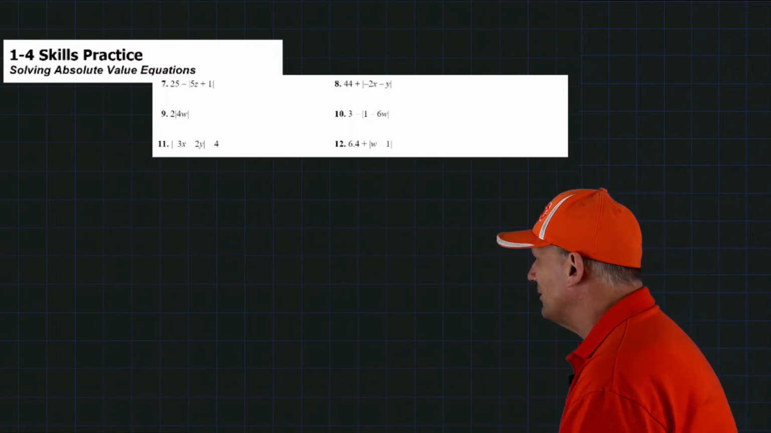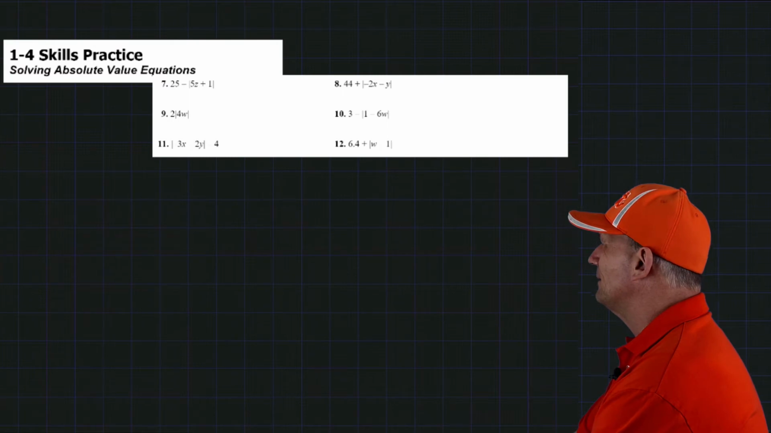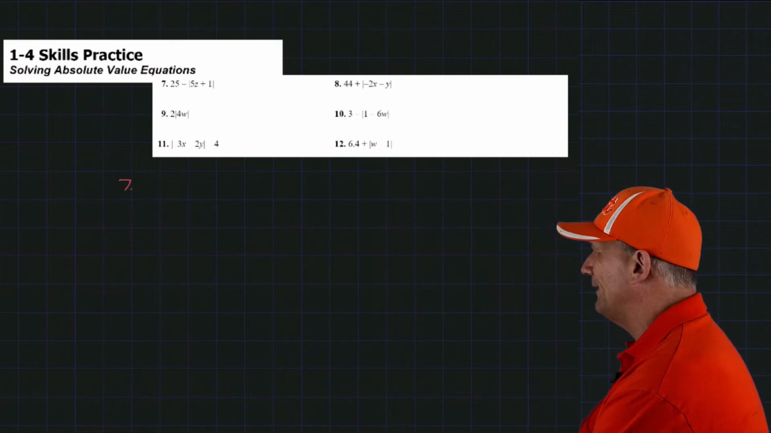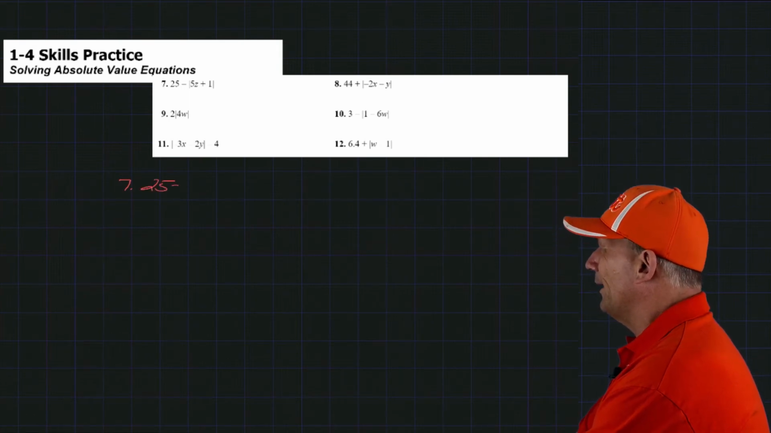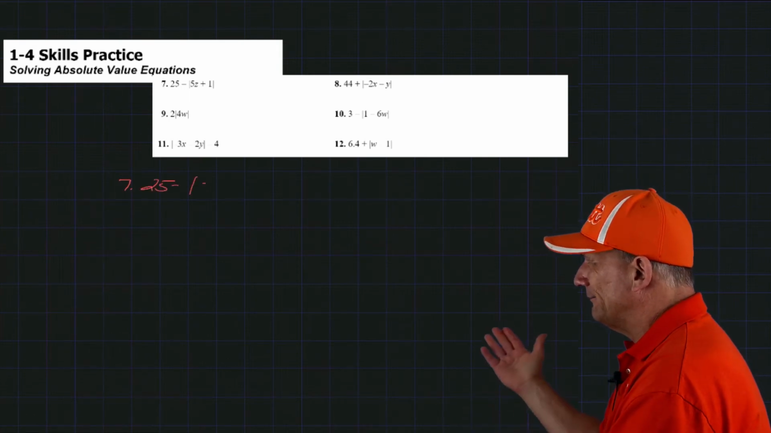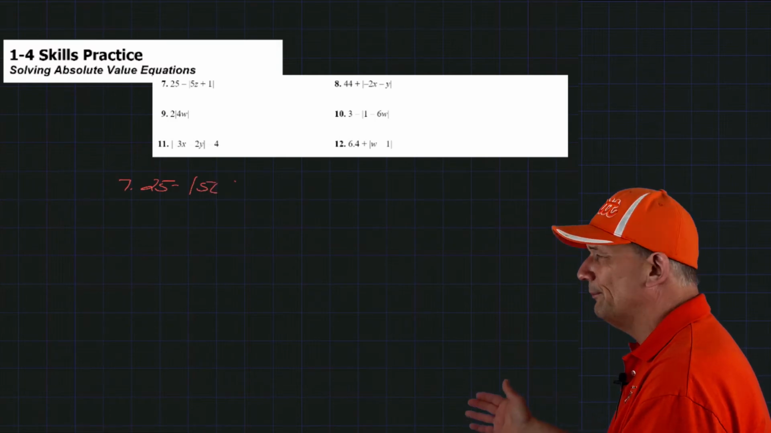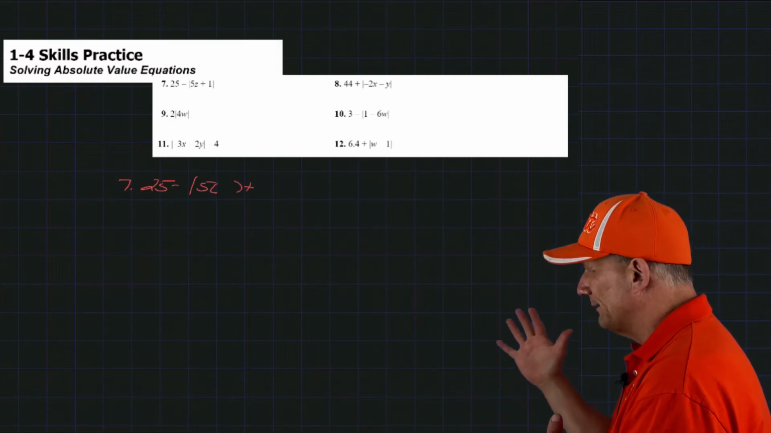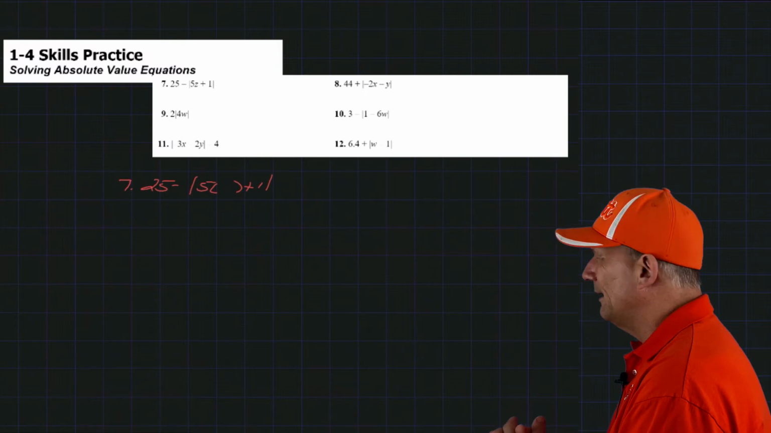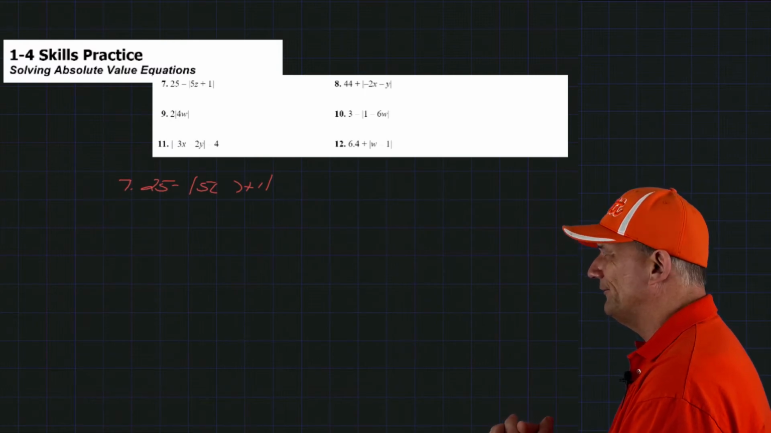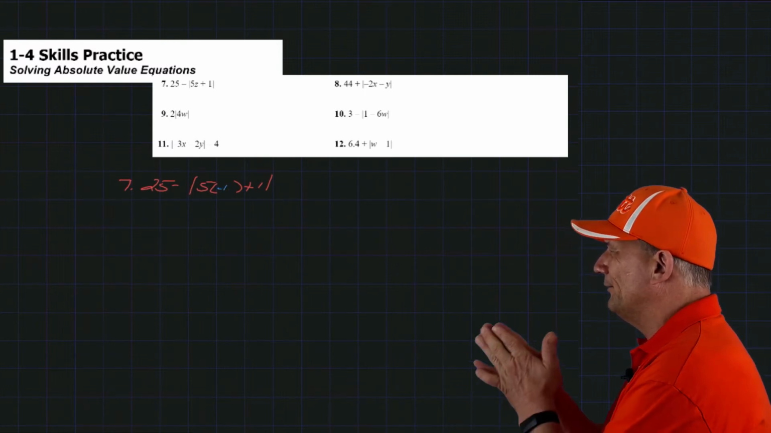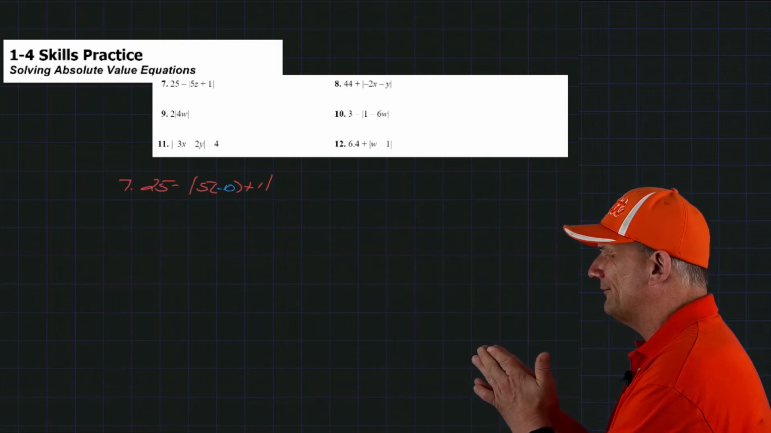All right, here we go. Number 7. We have 25 minus the absolute value of 5z plus 1. Let's write it out. We're going to put 5, open parenthesis, plus 1, close the brackets. We're going to substitute in what z is, and then we're going to do everything inside the brackets first.